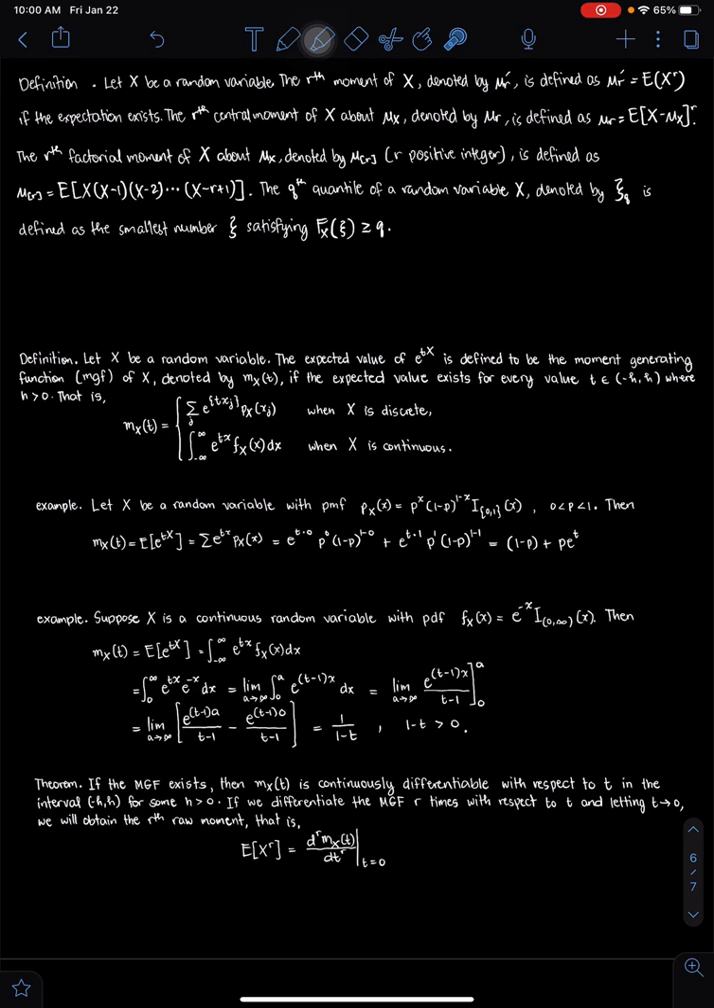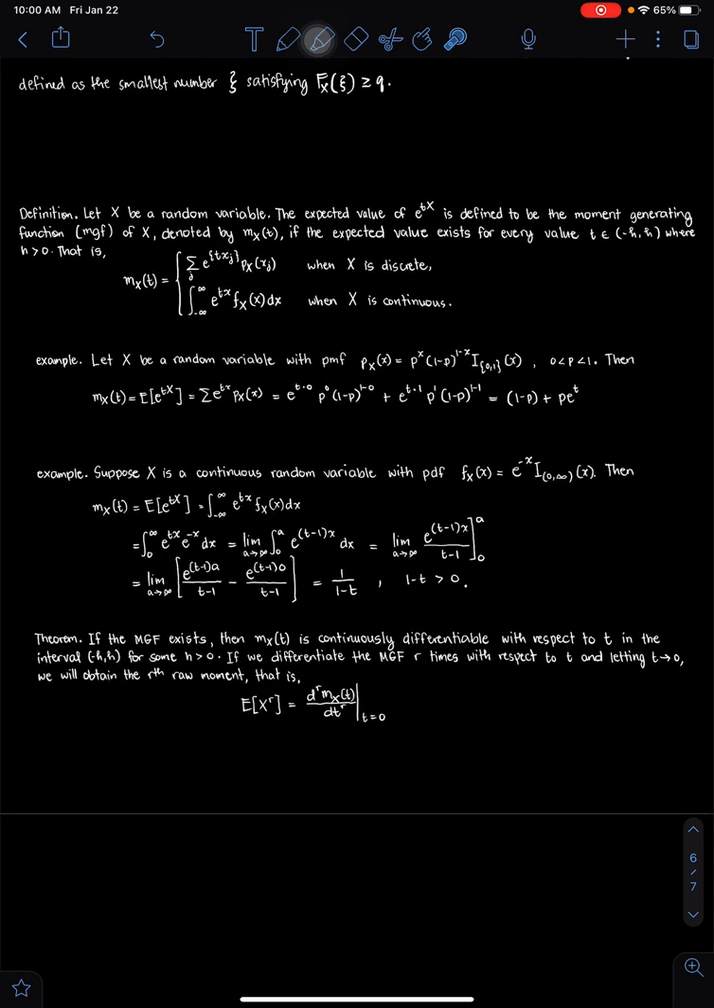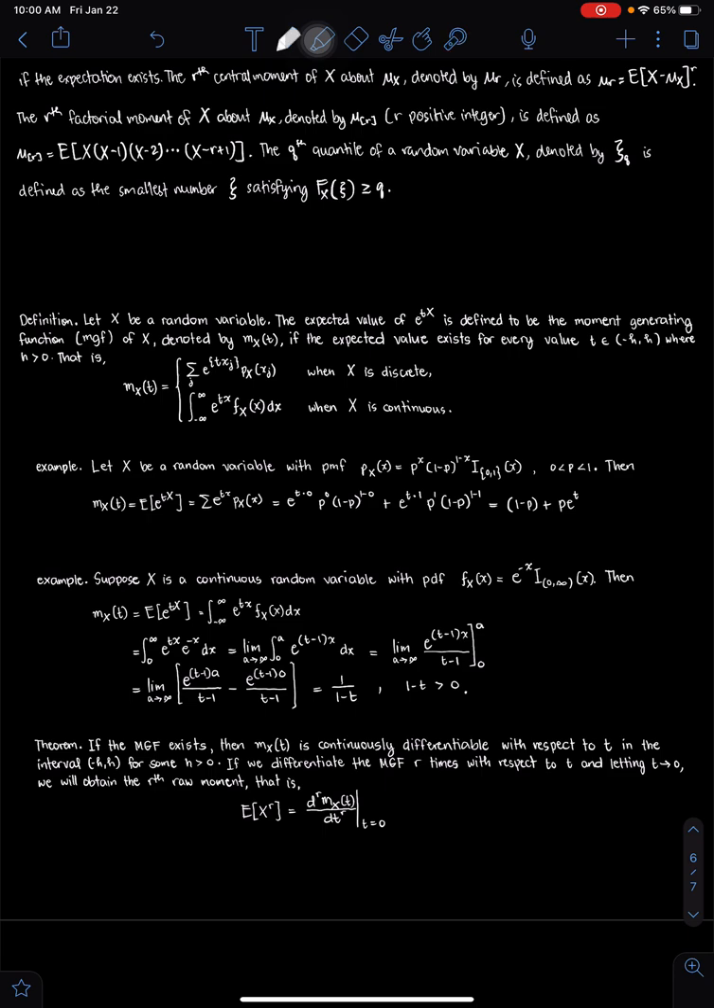Okay, and the qth quantile of a random variable X, denoted by psi sub q, is defined as the smallest number psi that satisfies the cumulative distribution function of X evaluated at that number psi is greater than or equal to the number q. Okay. So let us now define the... before that, let's have some examples.